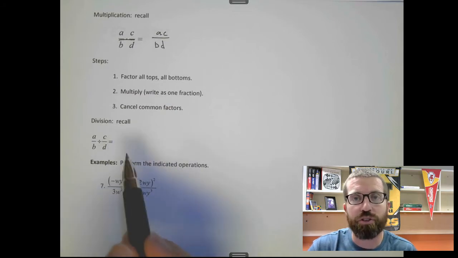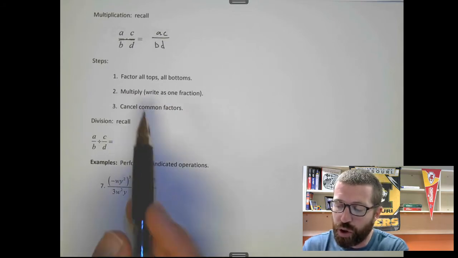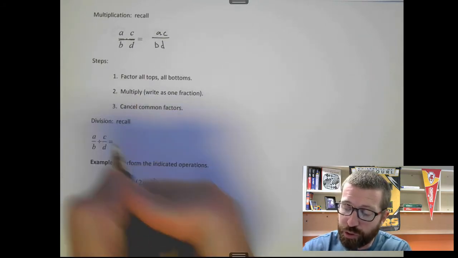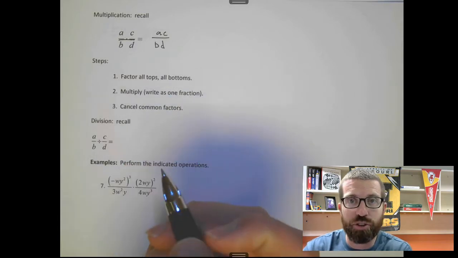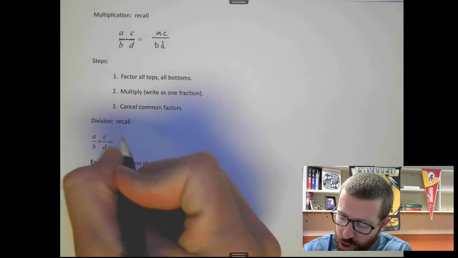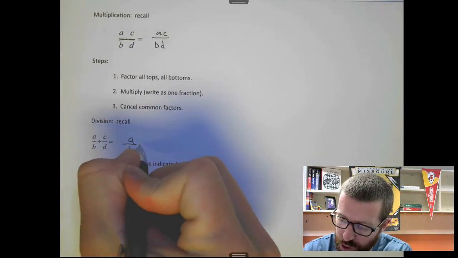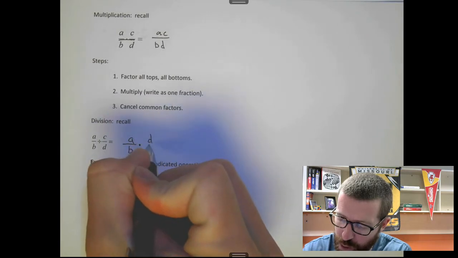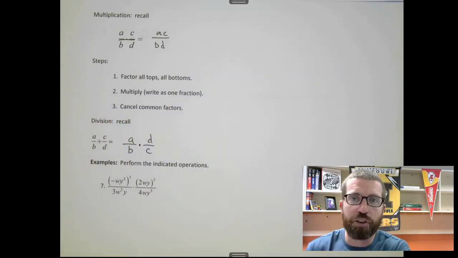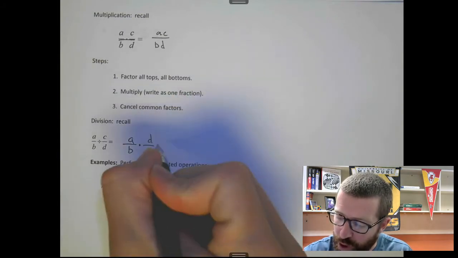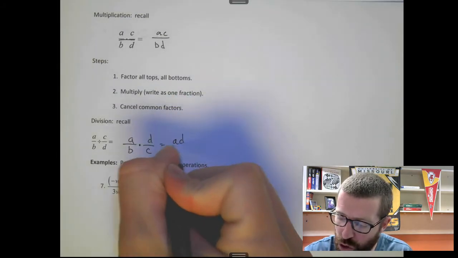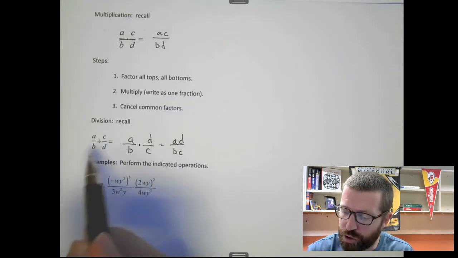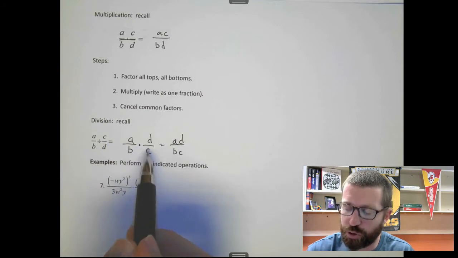With division, there's an extra step. We're going to do everything here, but the first thing we're going to do is turn it into multiplication. So the first thing we're going to do is rewrite this as a multiplication problem, because when you divide, you are really just multiplying by the reciprocal. Those are the same things. And so this would be AD over BC. Notice how the division turns to multiplication and you flip the fraction.